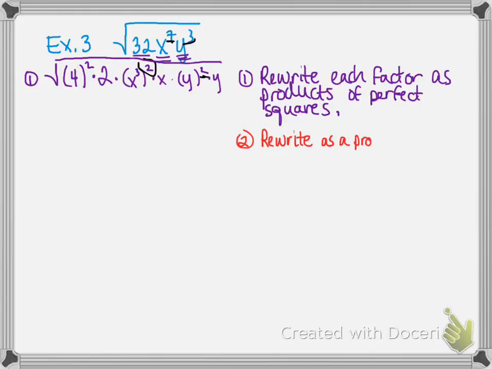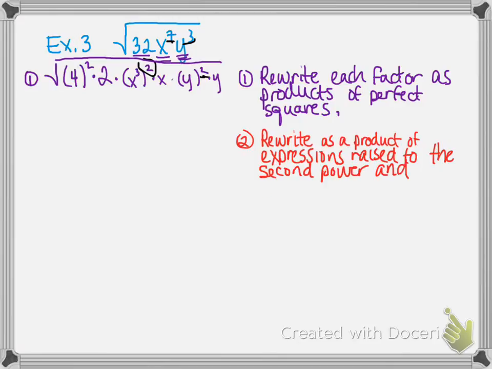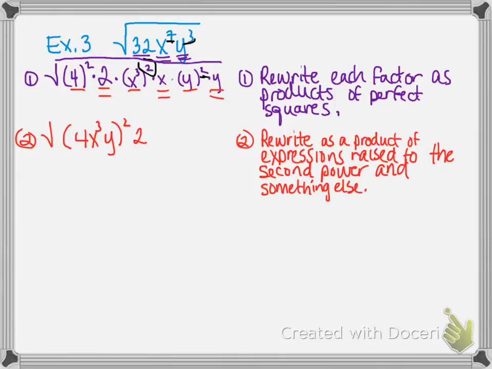Now we will rewrite as a product of expressions raised to the second power, so I'll group them all together, and then we'll have something else there that it's being multiplied by. So I've got the square root of, and I'm going to group my 4, my x cubed, my y. I'll get 4x cubed y, all squared, times what's left over, the 2, the x, the y. So 2xy. I grouped everything that was a perfect square, and I grouped everything that wasn't a perfect square.